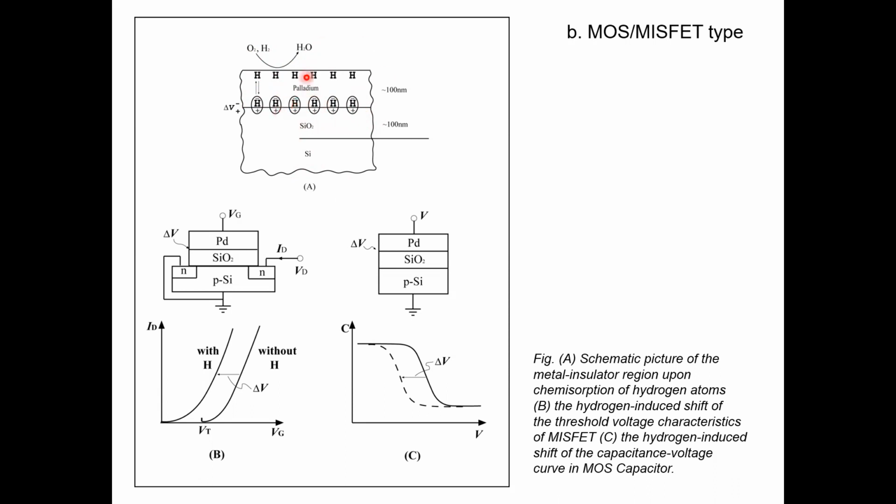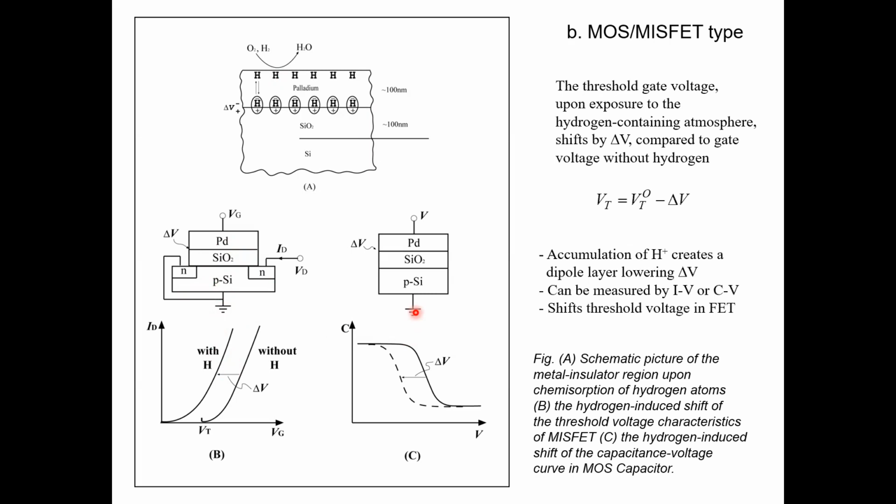And you can do the measurement on a device like this, either in the CV, capacitance voltage mode, on a construction like this, or on an FET platform with a semiconductor, with an insulator, with a metal gate. And again, from the shift of the IV, you can figure out the concentration of the gas. So that's the junction-based type sensing that people do.